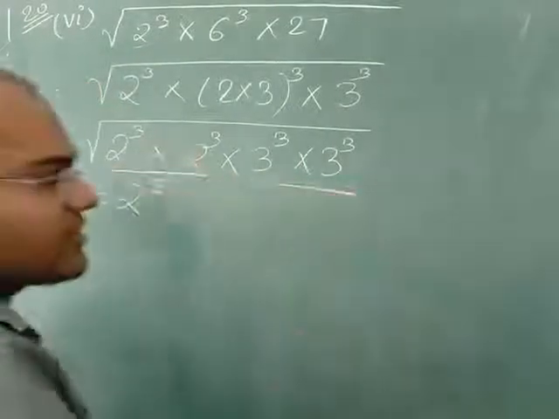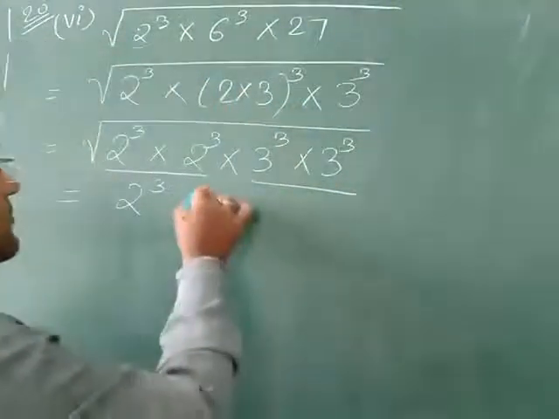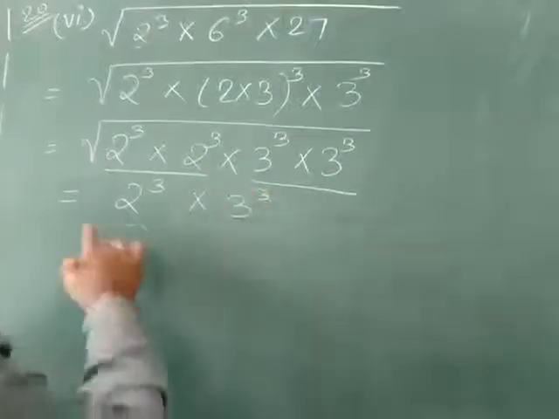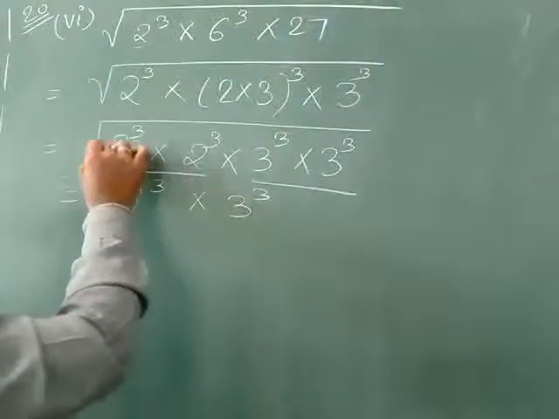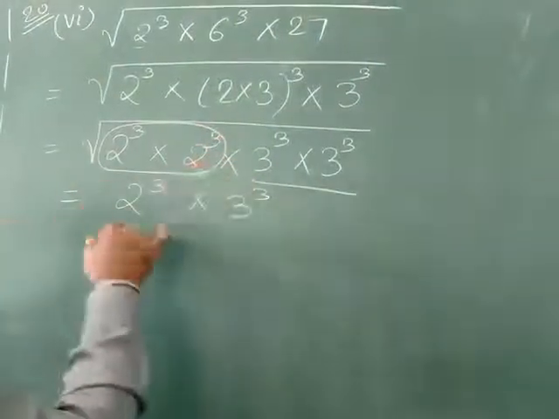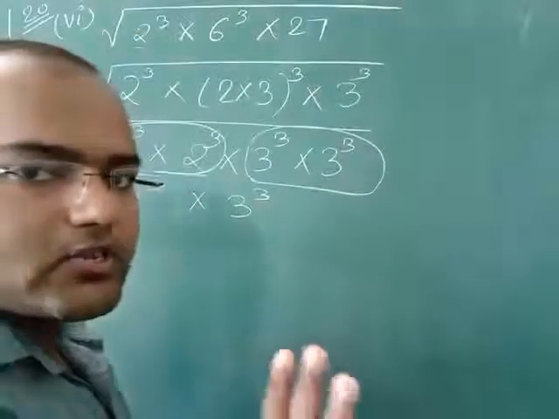In the same way, this 3 power 3 is also coming 2 times. We have to write it 1 time. We will not put square root. Why will we not put square root? Because these numbers we are writing 1 time and these numbers also we are writing 1 time. So we will not put square root.